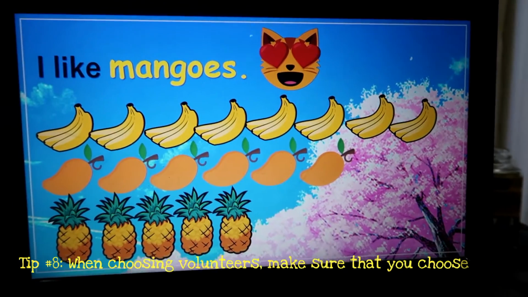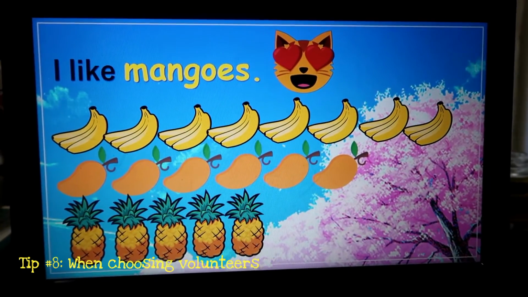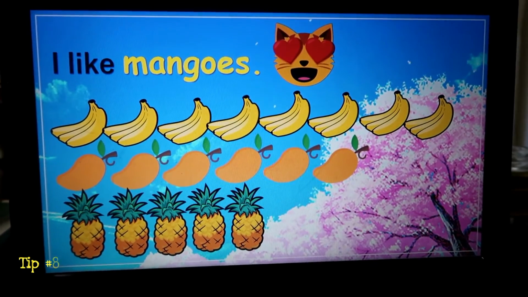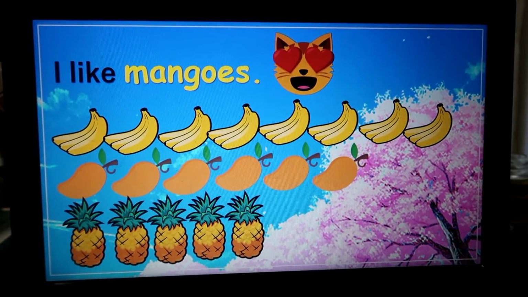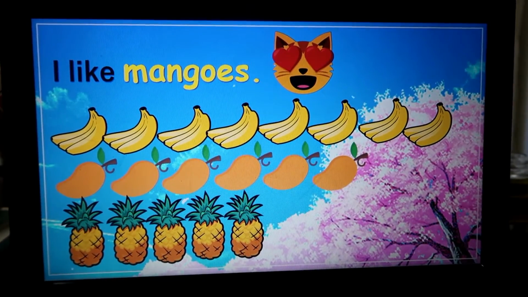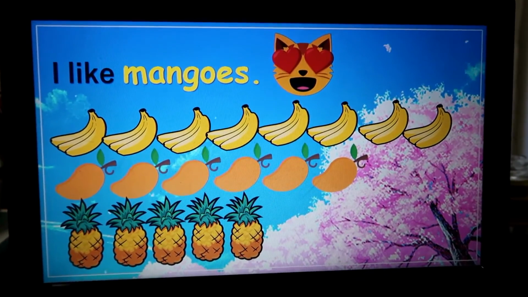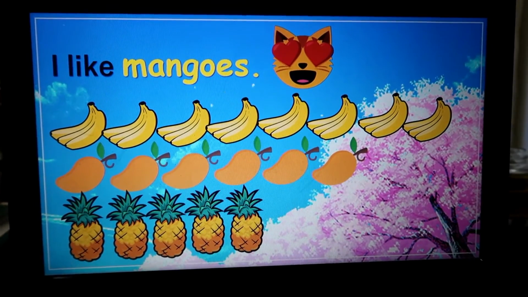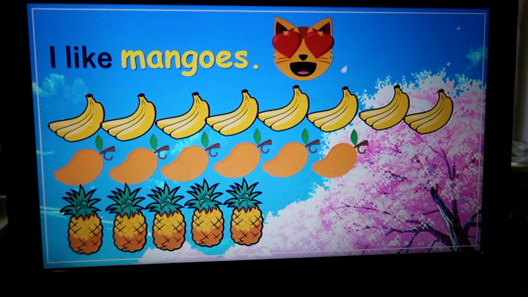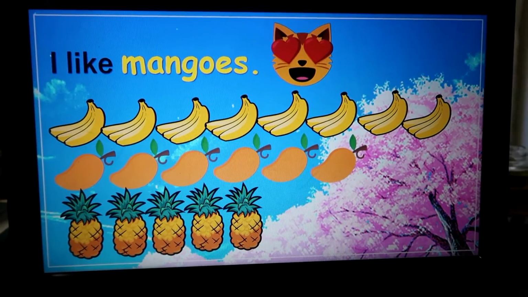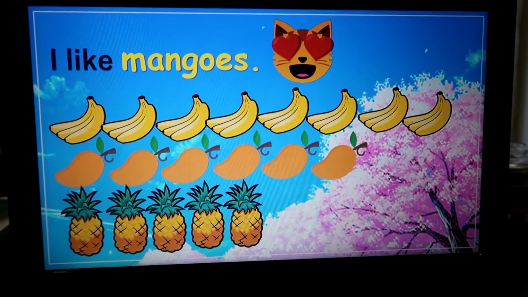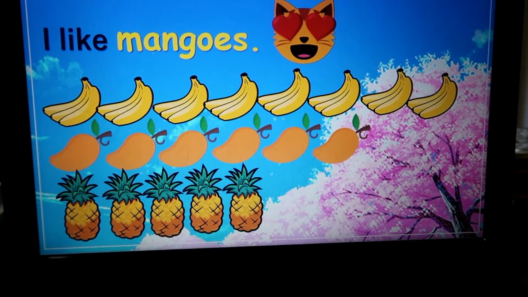I like pineapples. And for this one, if you want to make it fun, you can add a janken. After they say and express what they like, you can just go on and have a janken. So rock, scissors, paper, 1, 2, 3, and the winner earns 1 point. It's easy as that.